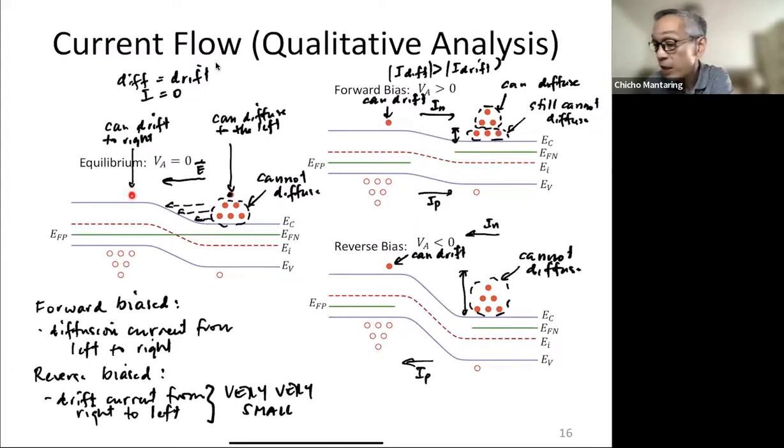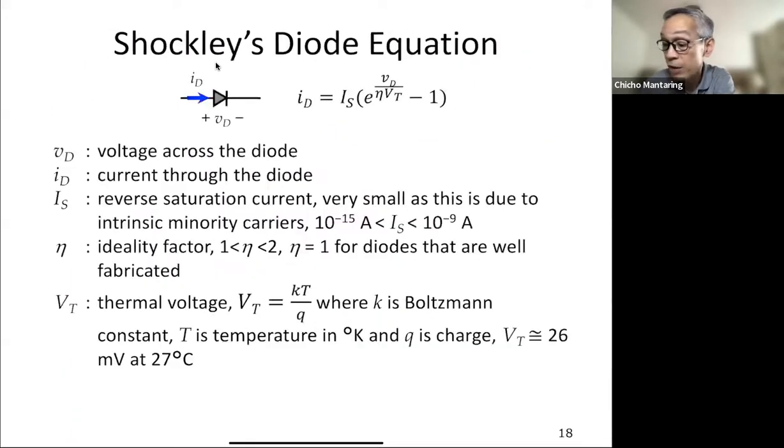Due to drift. The drift of the electron from left to right, and the drift of the hole from right to left. That's I sub S, and that's very, very small because it's due to intrinsic carriers. It will be anywhere from 10 to the minus 9 to 10 to the minus 15 amperes.